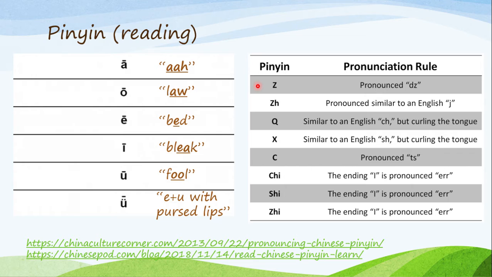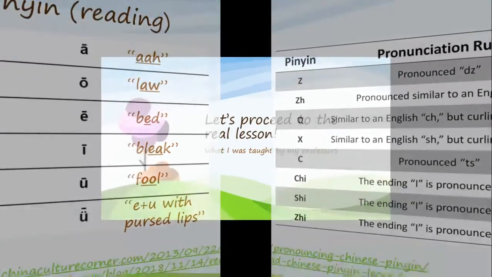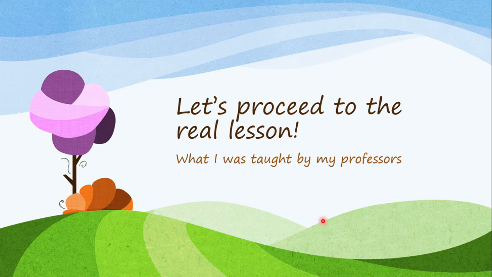Now let's go on the right side, starting at the top: z, c, ch, sh, zh. Again. Okay. So this is how you do Pinyin in general. And let's proceed to the real lesson.